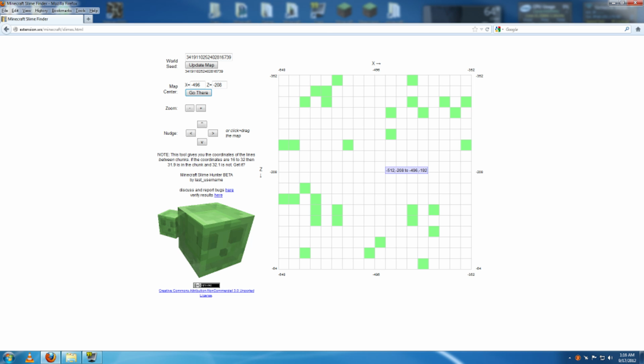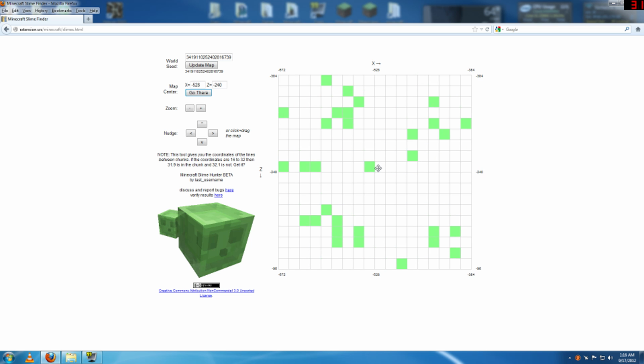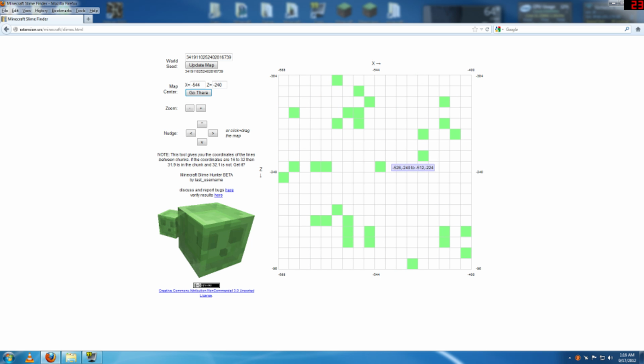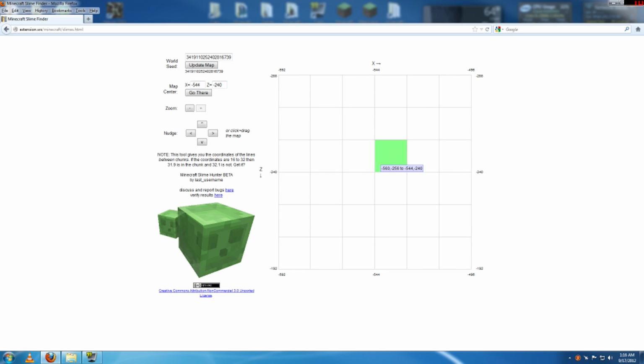So what you want to do is find the closest chunk. That way you're not having to AFK anywhere, and while you're working in the area, slimes will spawn. So this right here seems like it's the closest. If we're right here, that's pretty close. That's even closer than this one. So I would say we would go with this one. I'm going to bring this kind of to the center. You just drag it, and then we can zoom in like so.